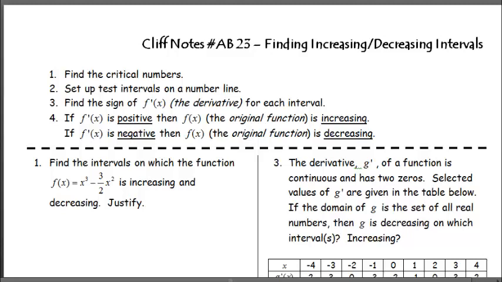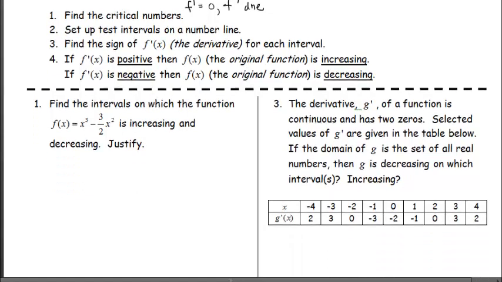So this video is about finding increasing and decreasing intervals. First step, find the critical numbers. That's going to be where f prime is either equal to 0 or f prime does not exist. We're going to set up test intervals on a number line and find the sign in each interval, and then respond to the question if something's increasing or decreasing. So it's the first derivative number line test.